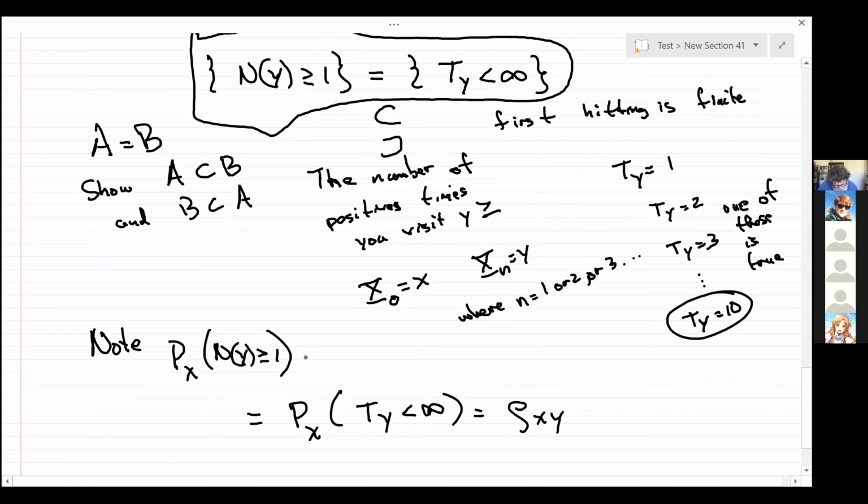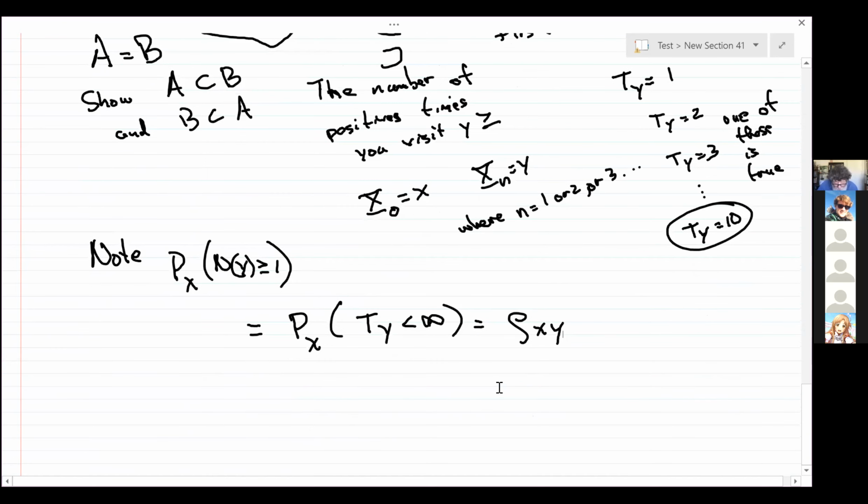So now if you read from far left to far right, what do we got? We got this. If you start at state X, the probability that the number of times that you visit Y is greater than or equal to 1 is equal to rho_xy.